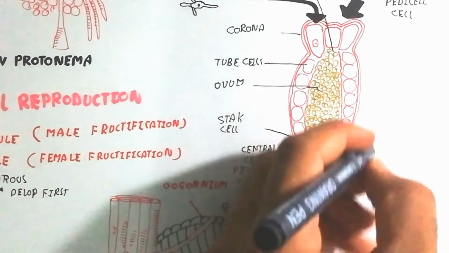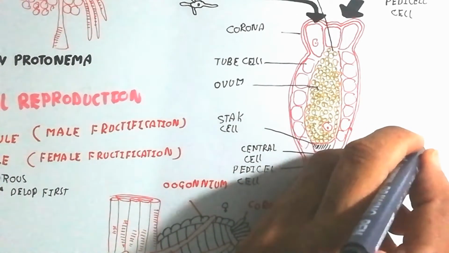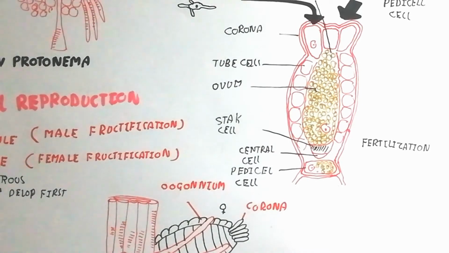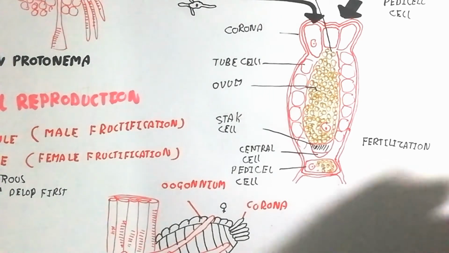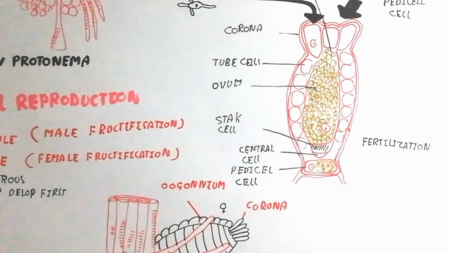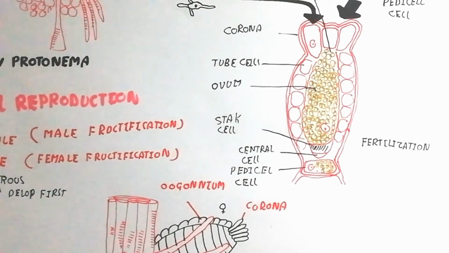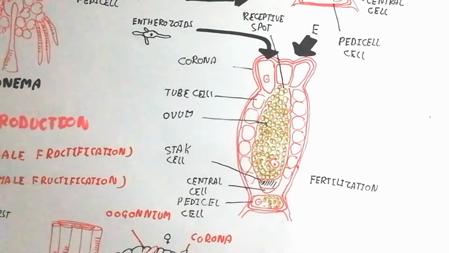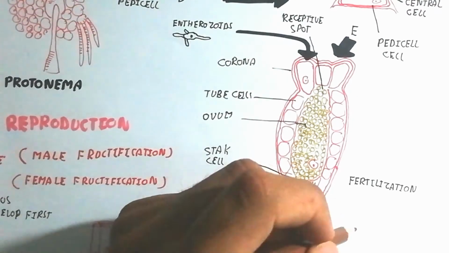Now for fertilization, the antherozoid will enter into the receptive spot to enter the ovum. The ovum produces a chemical which attracts the antherozoid, known as chemotactic movement, and the chemotactic movement helps the fertilization, which then becomes a zygote. So here I decided to draw a fertilization sketch.